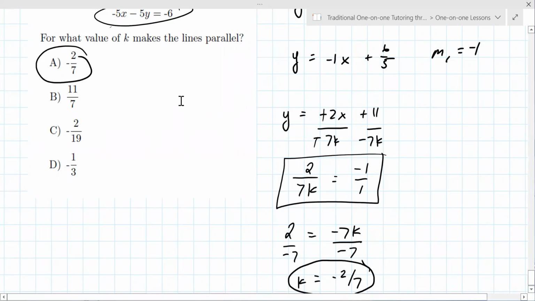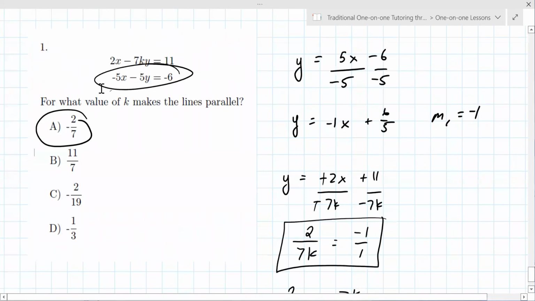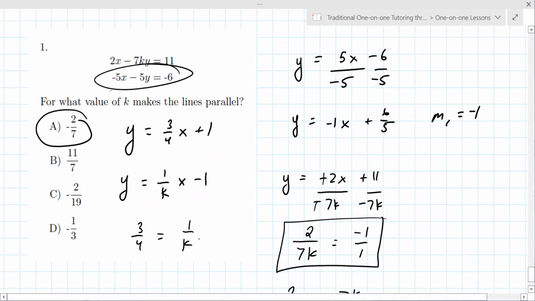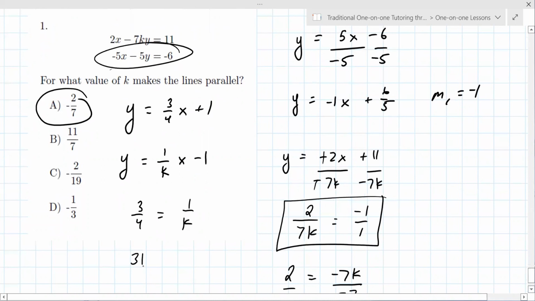Again, if you feel like, why can't I get this, there's a lot here. You really got to be comfortable solving, knowing when to simplify, dealing with signs. If these were both in the form y equals 3/4 x plus 1 and y equals 1 over k x minus 1, and you just set them equal to each other, this is too easy, and it's not testing any knowledge. So it's just an added extra step, since they're in standard form, to convert them to slope intercept form.